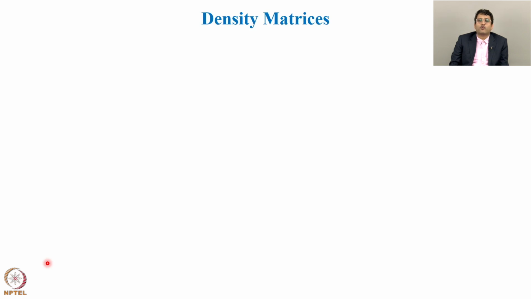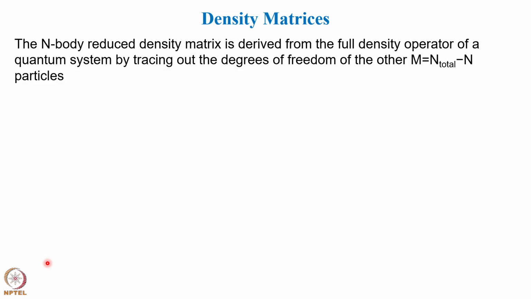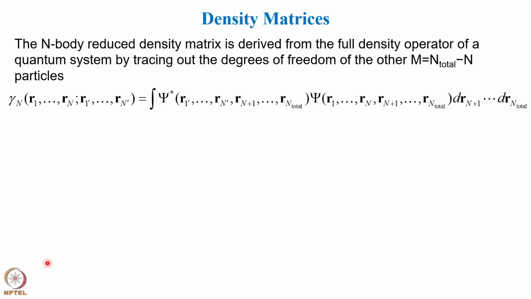Now, let us go and mathematically see what density is. Before that, we need to know what are called density matrices. What is a density matrix? The n-body reduced density matrix is derived from the full density operator of a quantum mechanical system by tracing out the degrees of freedom of m particles. That means, if I have a total number of particles, I will trace out a few of them, so m number of particles I will trace out, and the rest of them will give me an n-body reduced density matrix. Maybe it looks like a very difficult statement.